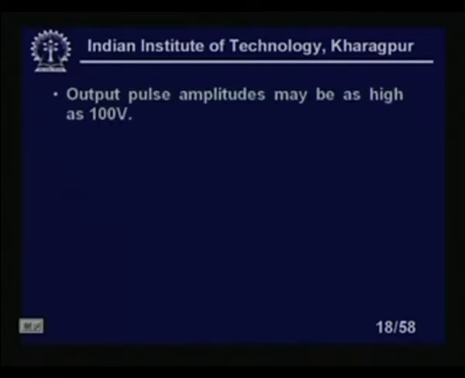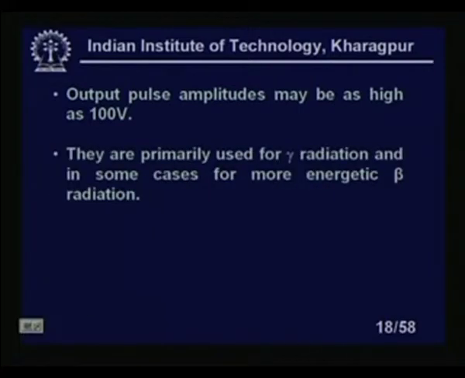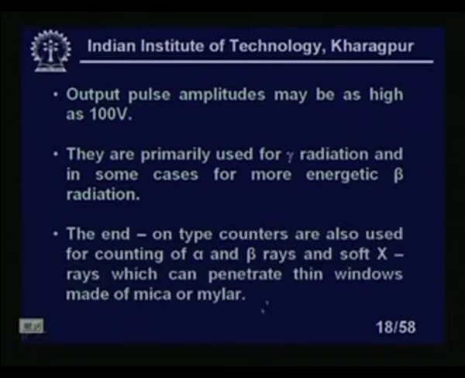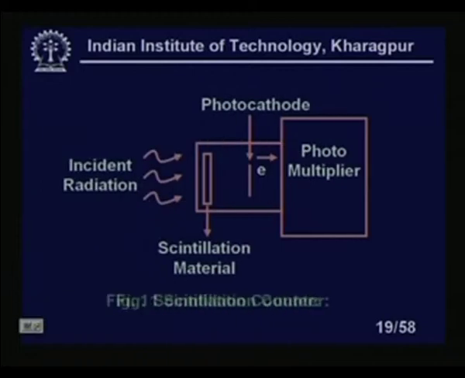Output pulse amplitude may be as high as 100 volts. So it is quite high, and I do not need any further amplification. They are primarily used for gamma radiations and in some cases for more energetic beta radiation, that you must know. The end-on type counters are also used for counting alpha and beta rays and soft X-rays which can penetrate thin windows made of mica or mylar. In some cases it can penetrate, in some cases it cannot.